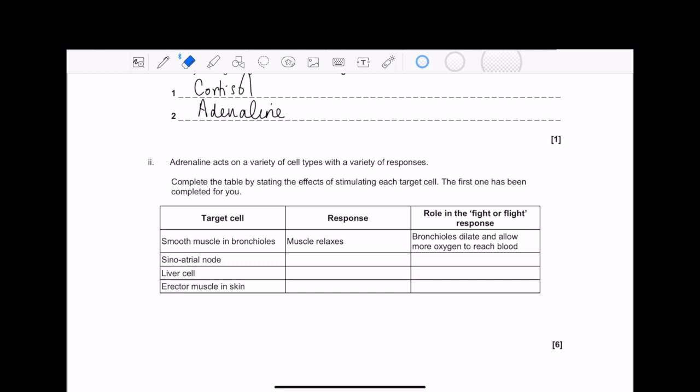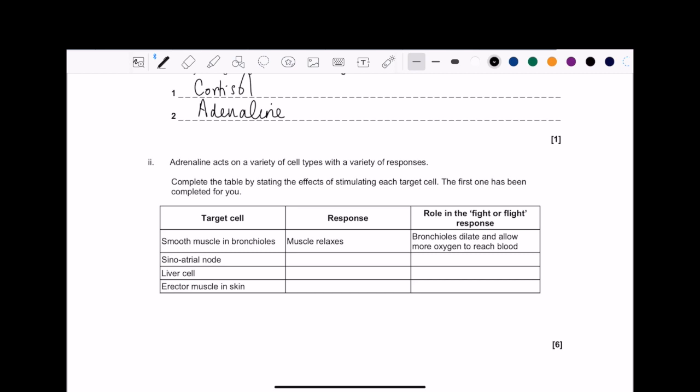So let's actually do this. Essentially you need to say the response of the target cell and the role in the fight or flight response. It says smooth muscles in the bronchioles. I always like to read the one that they put as an example, just so that I know what sort of a vibe my answer should be in. It says muscle relaxes and the bronchioles dilate and allow more oxygen to reach blood. So I can see their role is a bit more specific, so I will do the same as well.